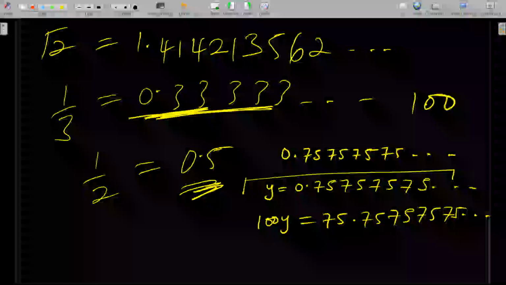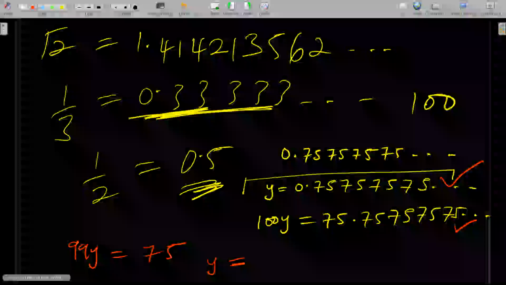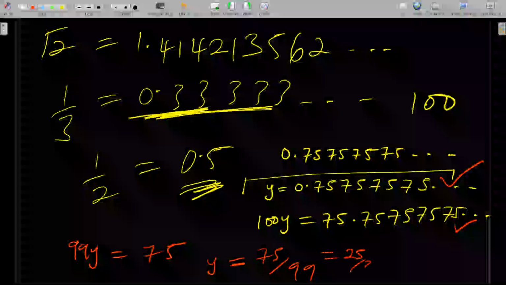You subtract the first equation from this one. When you do that, you get 99y equal to 75. So y is now equal to 75 over 99, which is the fraction we are looking for. 75 divided by 99 is the same as 25 over 33.